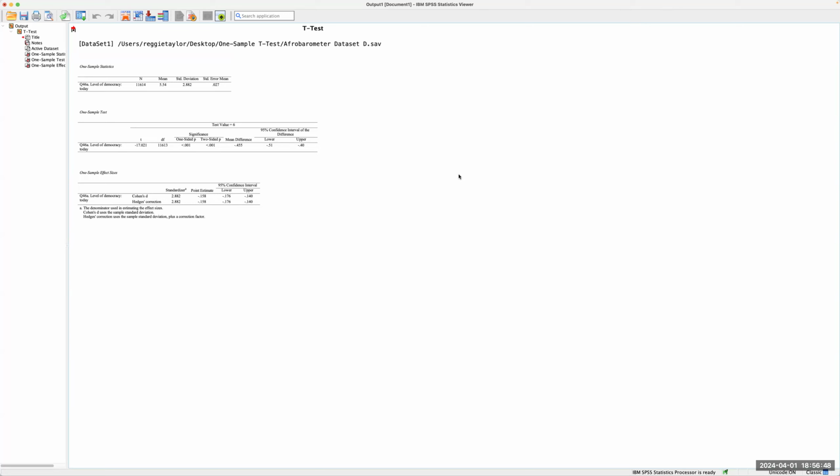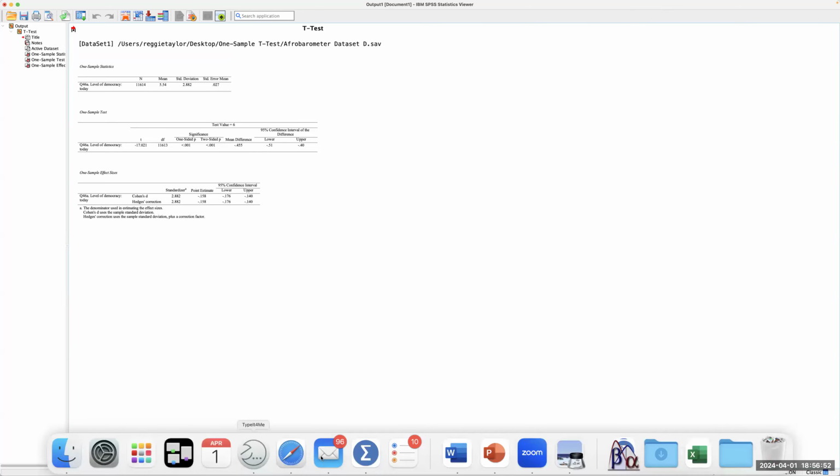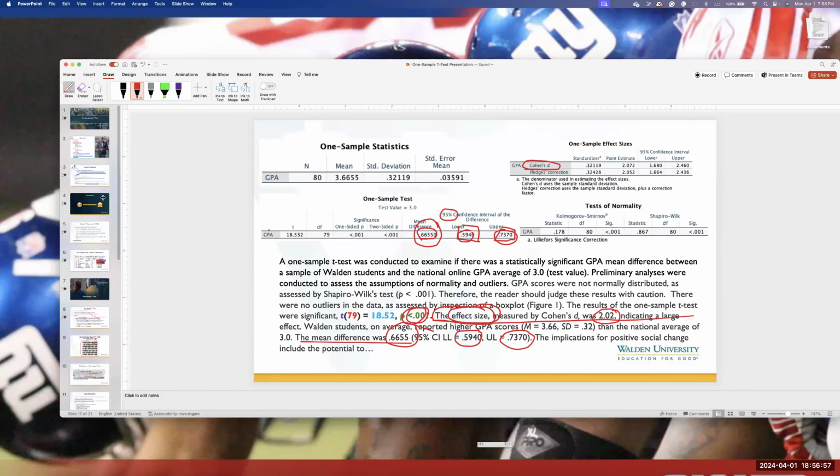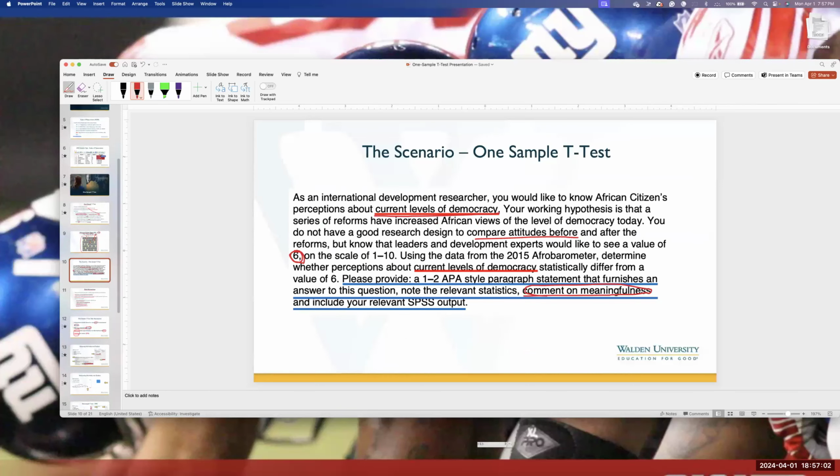So remember, you've already been told what your predetermined value is. It's 6. Let's go back and make sure we're on the same page here. We've been told what our pre-value is. If anybody puts in anything other than 6, then shame on you, okay? 6. And levels of democracy was just on a scale of 1 to 10, and that's just telling us what the rating scale was when they collected the data, okay?